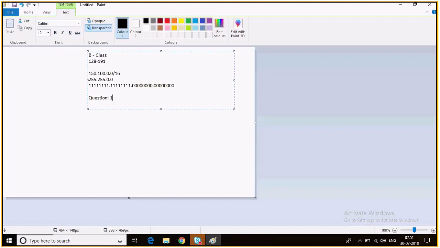In my question, I get that I have divided this network using a subnet mask of /18. All right, so I have to write this slash 18 in expanded notation, or before that I would like to write it in binary notation. So I will write slash 18 now.